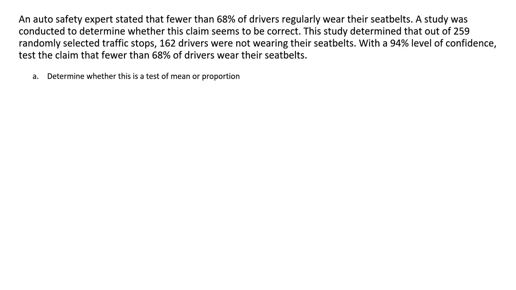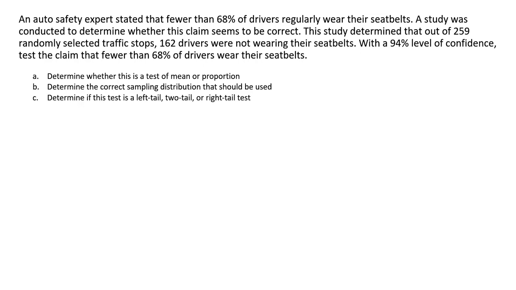There are several things that we have to do in order to do a hypothesis test. We will need to determine whether this is a test of mean or proportion. After that, we need to determine the correct sampling distribution, just like we did for confidence intervals. Determine if this test is a left tail, two tail, or right tail test. Set up the null and alternate hypotheses, and I, of course, will explain all of this.